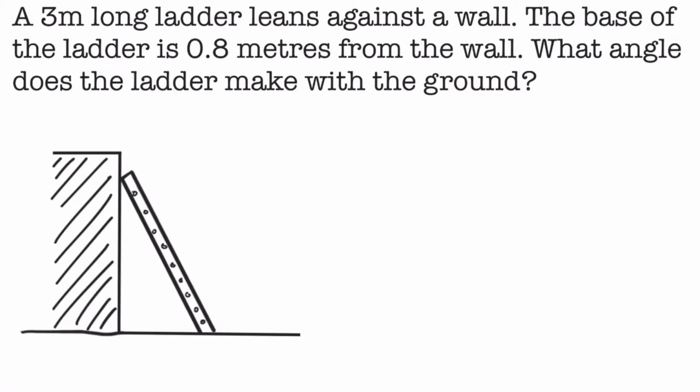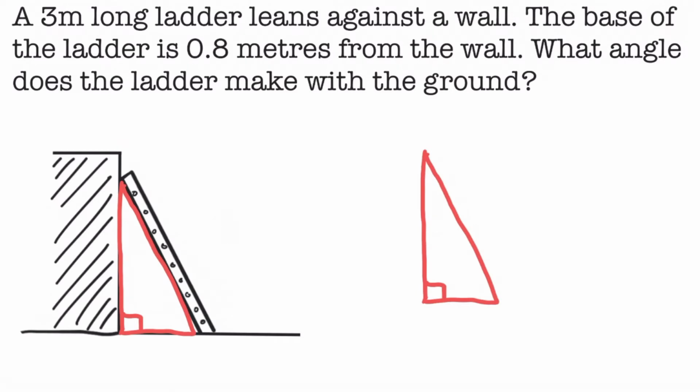In this case, I've got a 3-meter long ladder leaning up against a wall. The base is 0.8 meters from the wall. What angle does the ladder make with the ground? Okay, so I've got 0.8 along here. I want to know this angle in here. So I'm going to draw a little triangle over the top of this, just so I can visualize something familiar to me, like a triangle that we've been working with.